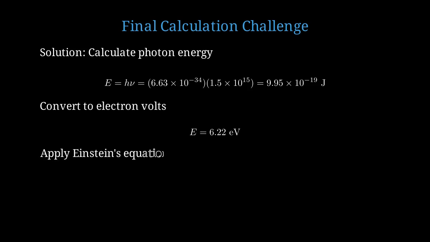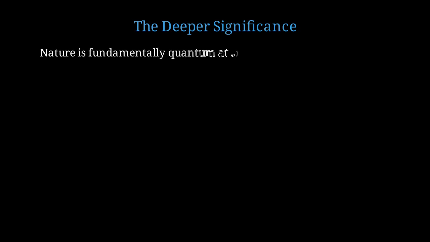Kmax equals E photon minus work function equals 6.22 minus 4.5 equals 1.72 electron volts. Kmax equals 1.72 electron volts. That's the answer. The photoelectric effect represents a watershed moment in physics. It forced us to abandon purely classical thinking. It revealed that nature is fundamentally quantum at small scales.